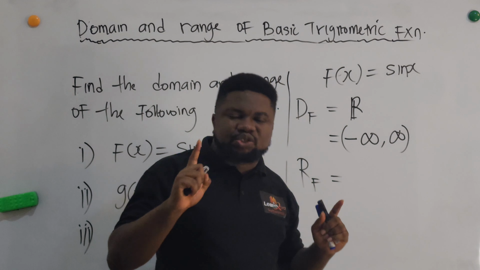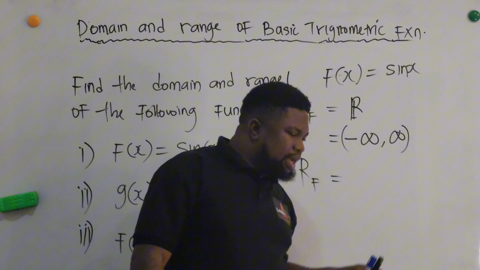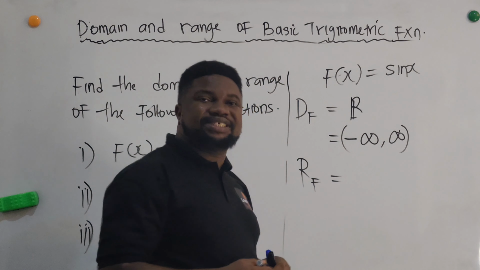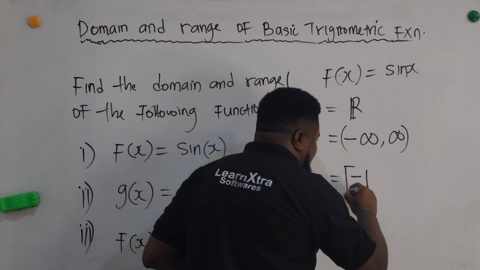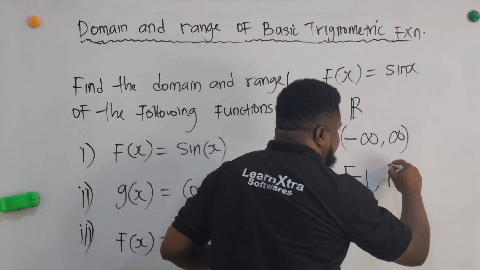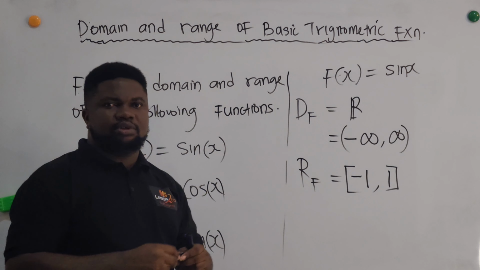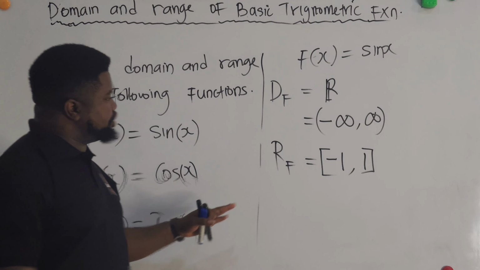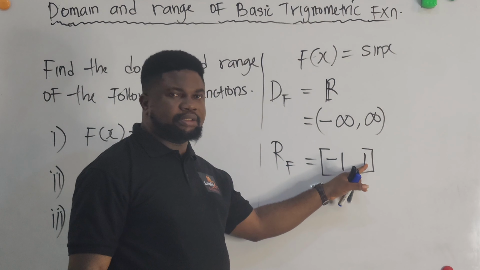The highest you can see is 1. Yes, highest 1. The lowest is minus 1. So I'm saying that the range of the sine function will start from minus 1, yes, it can be minus 1, down to 1. Pause the video. So the range of sine x is minus 1 down to 1.